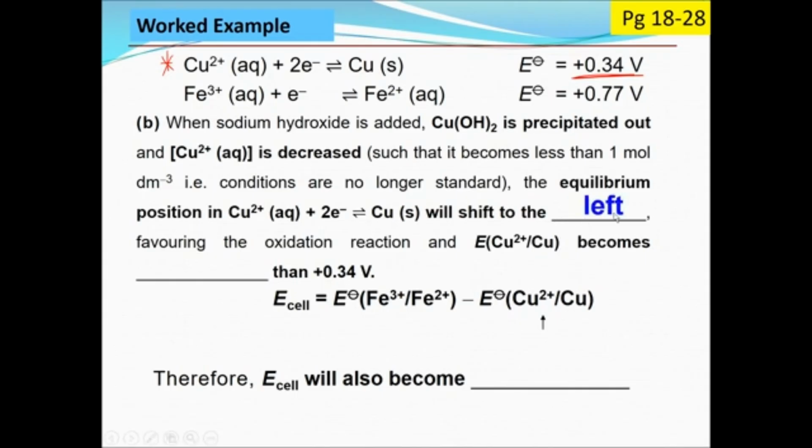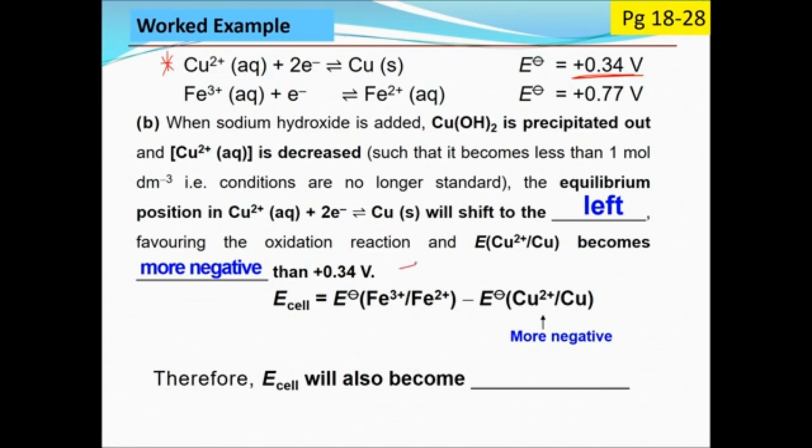So in this case, POE will shift to the left, right? Because you decrease the concentration of copper 2+, POE shifts to the left. Le Chatelier's principle, right, counteracts the change. So now this favors the oxidation reaction, copper to copper 2+. This value will be more negative.